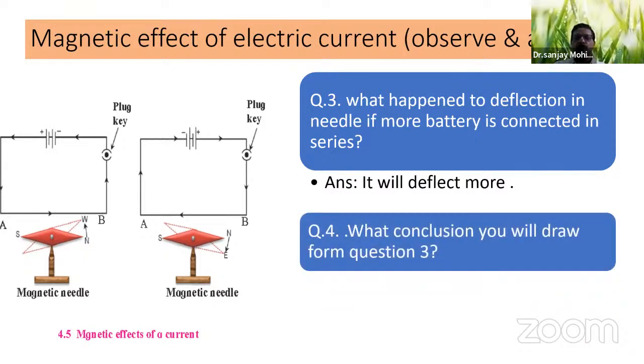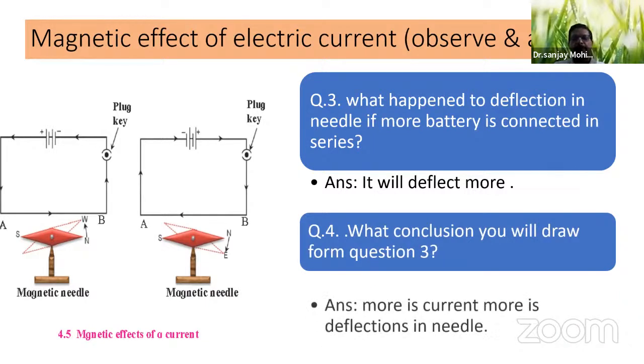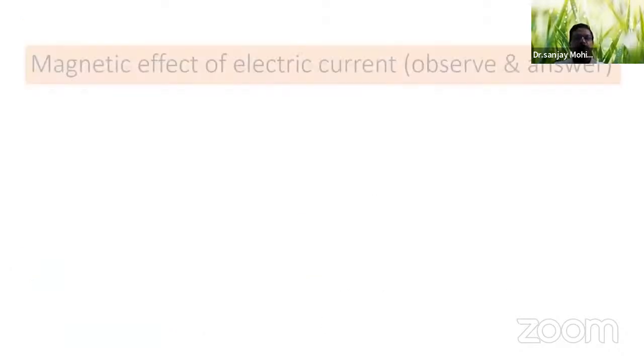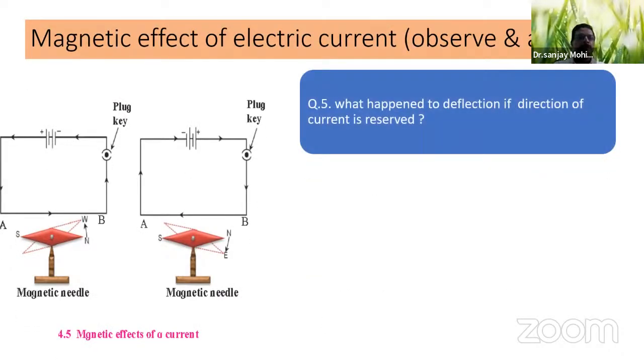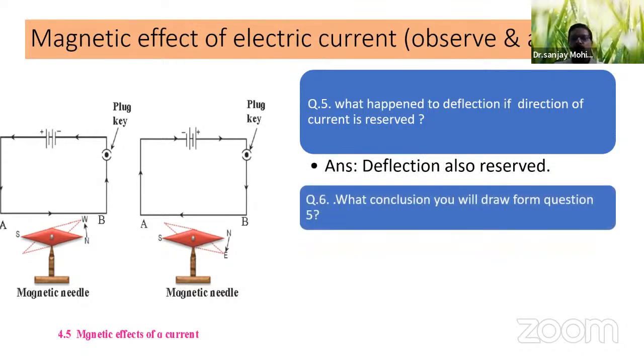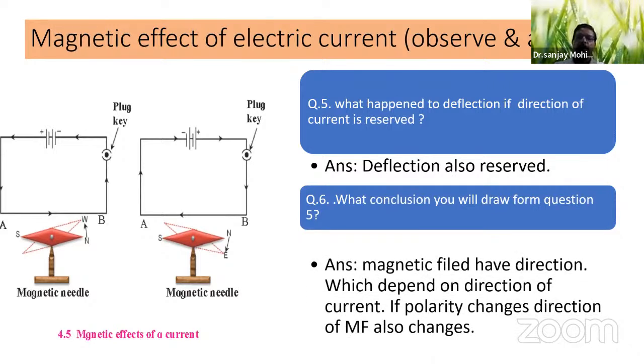Then what is the conclusion you draw from question number 3? The conclusion is that the more the current, the more the deflection of the magnetic needle. Another question is asked: what happens to the deflection if the direction of current is reversed? The deflection is also reversed. And what conclusion will we draw from question number 5? The conclusion is that the magnetic field has a direction which depends on the direction of the current. It means the magnetic field and the current both are vector quantities and both have a direction.